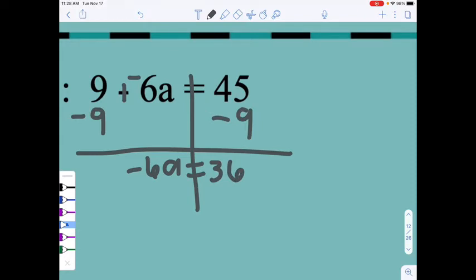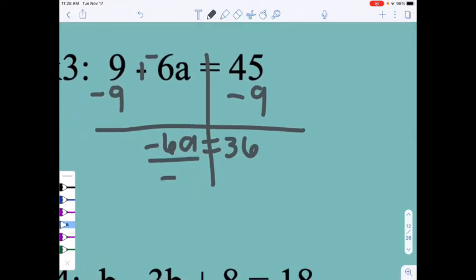Then we need to get rid of our coefficient. Our coefficient is -6, and it's times a. The opposite of multiplication is division. So I'm going to divide both sides by -6. -6 divided by -6 is 1, so I'm just left with a equals, and then 36 divided by -6 is -6.